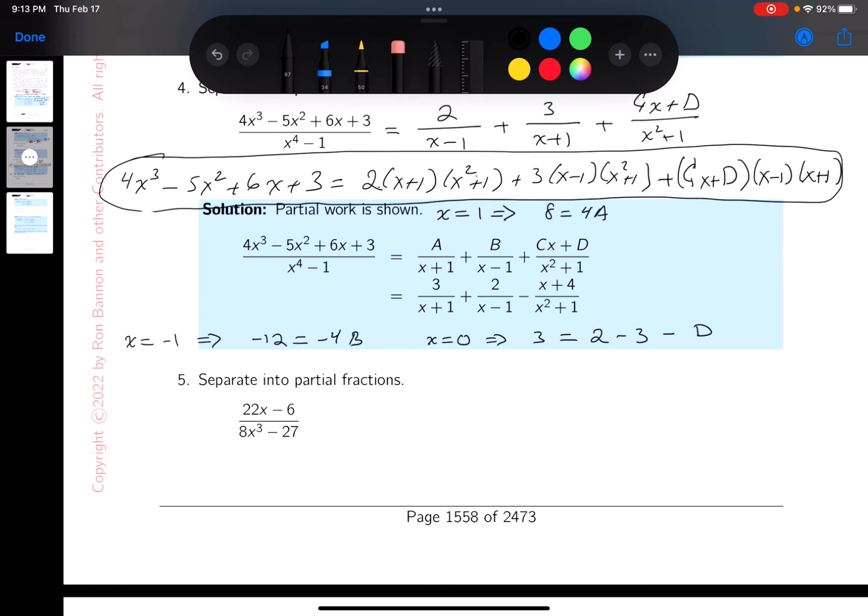All right, now what do you do? You've got to figure this out now. And 2 minus 3 is minus 1. Then you're going to get 4 equals minus d. Well, what does that mean? d is minus 4.